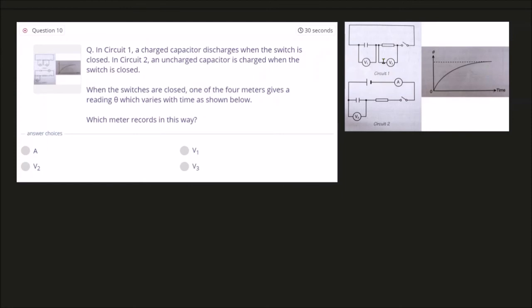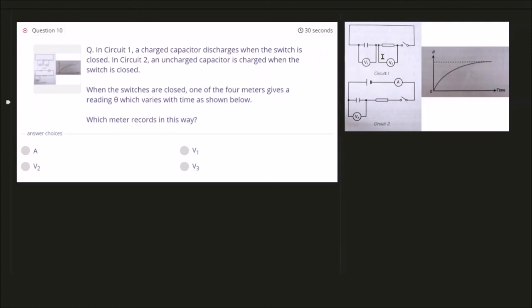So they're asking which type of meter here records such a reading, which is shown in the figure. As you can see, the reading here should be increasing with time. And we need to find which meter here actually increases with time. Okay, so let's try and analyze it one by one.